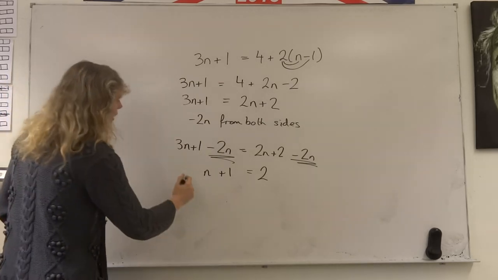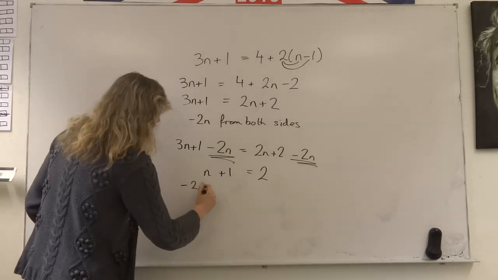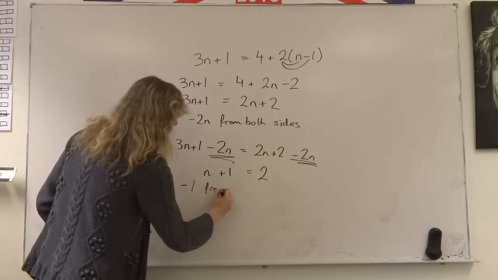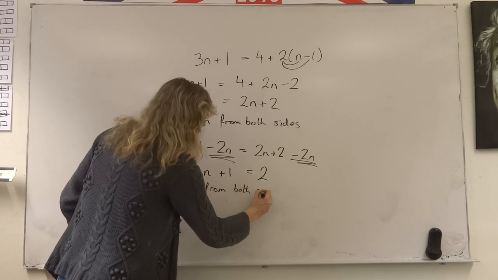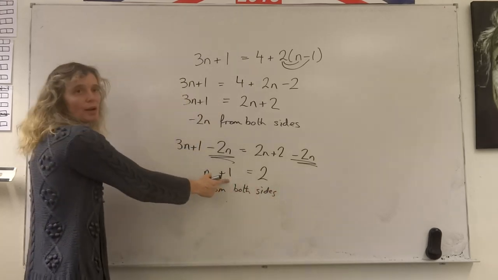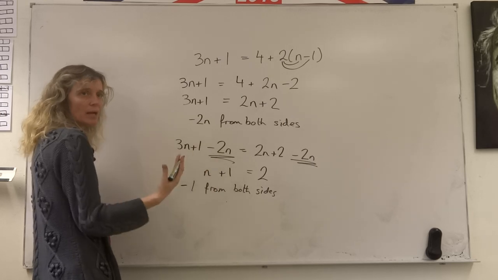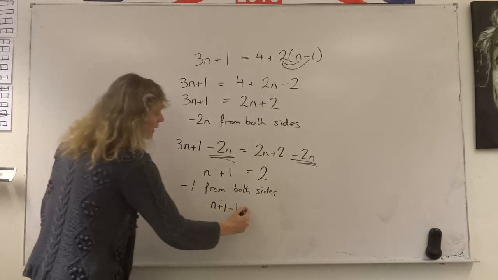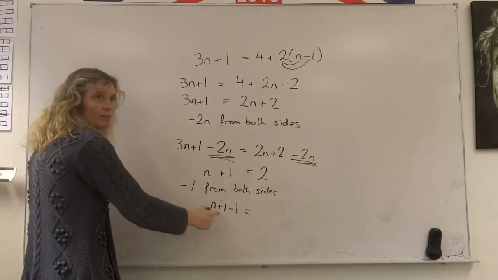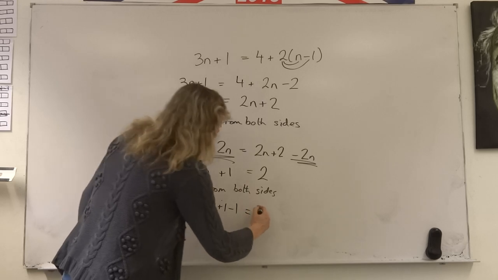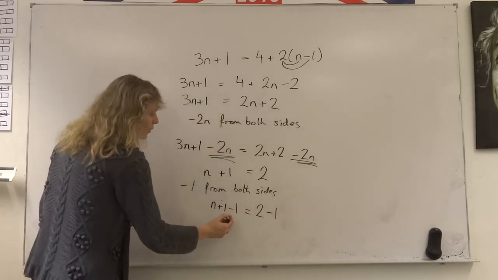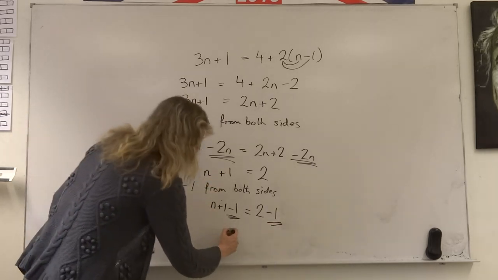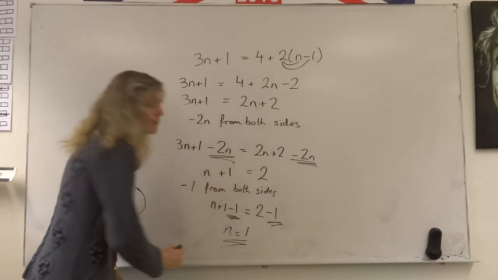Let's get rid of the 1 by doing minus 1 from both sides. Why am I doing that? Because I don't want n plus 1. I don't want to know what n plus 1 is. I want n by itself. If I take away 1 from this side of the equal sign, I'll get just n by itself. n plus 0 is just n, equals 2 minus 1. I've taken away 1 here, so I have to take away 1 here. So I get that n equals 1.